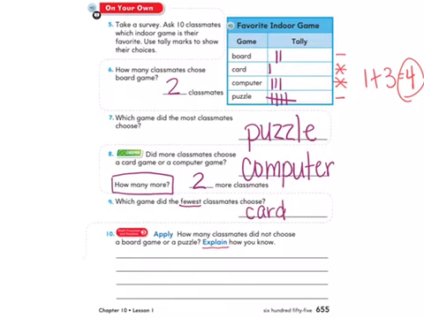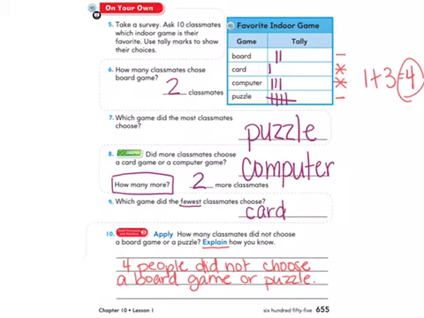And then we also need to explain how we know that. So first, I'm going to put 4 people did not choose a board game or puzzle. But we also need to explain how we know that. How do we know that? How can we explain that? Well, unfortunately, I don't have enough room to explain this, but we did see that card games and computers equals 4, and those are the 2 that were not a board game or puzzle. So that means these are the people that didn't choose board game or puzzle. And it's only 4 people.